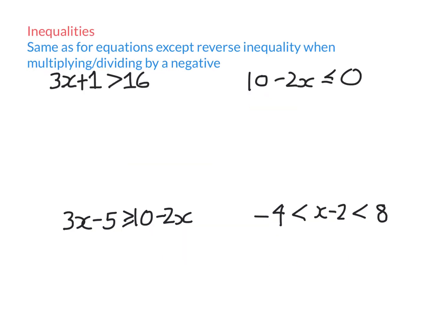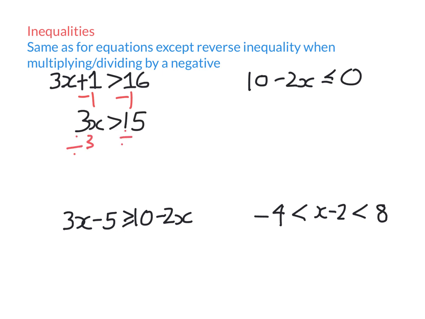So to solve inequalities like these ones here, they're inequalities because rather than an equal sign, they have a greater than or a less than sign. We are going to use the same process as we did for equations. So to solve this one here, we're going to subtract 1 from both sides. We get 3x is greater than 15. Then we're going to divide each side by 3.